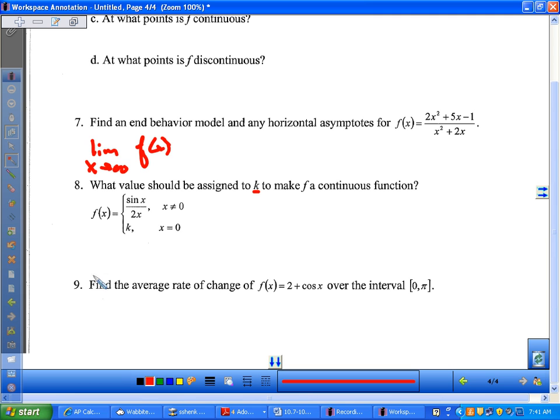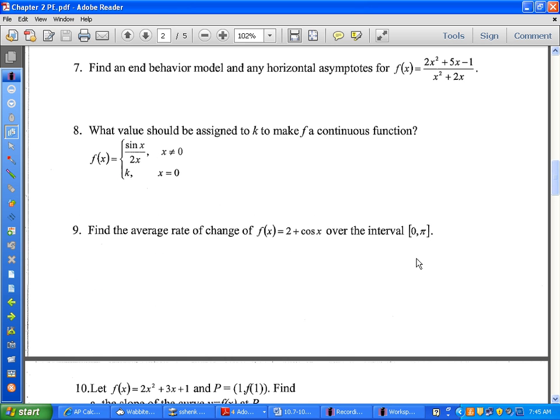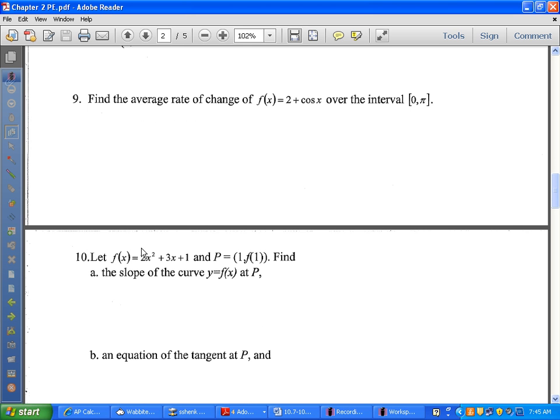Number 9, average rate of change. How do we find the average rate of change? That's just simply computing a what? A slope. So we are going to find the coordinate at 0 and the coordinate at pi, and we're going to find the slope of those two coordinates. Okay. Average rate of change is the slope of the secant line. Okay, so we're going to find those two function values and find the slope. Versus instantaneous rate of change, which is the same as the slope of the curve and the slope of the tangent.